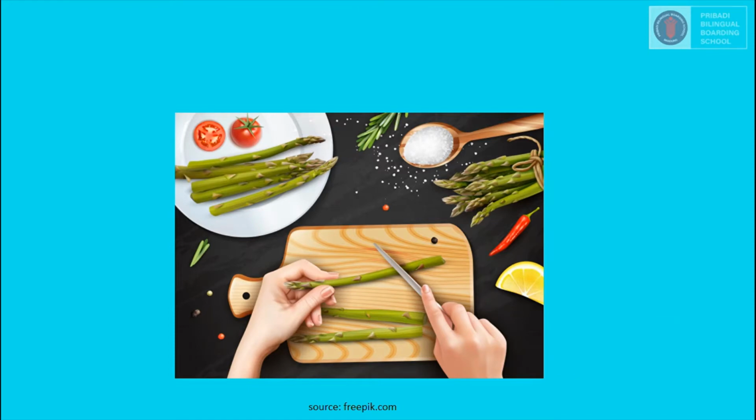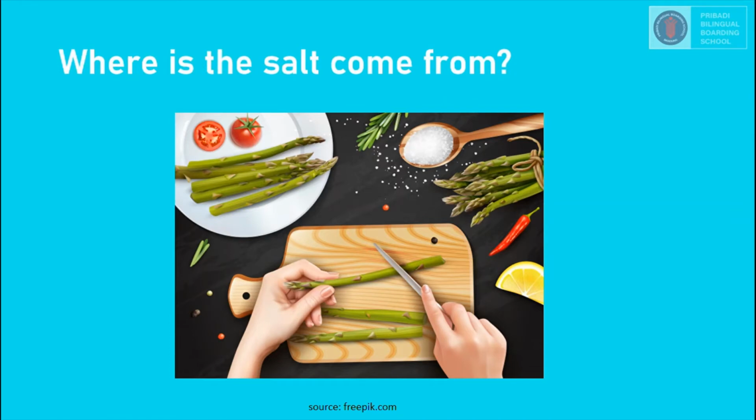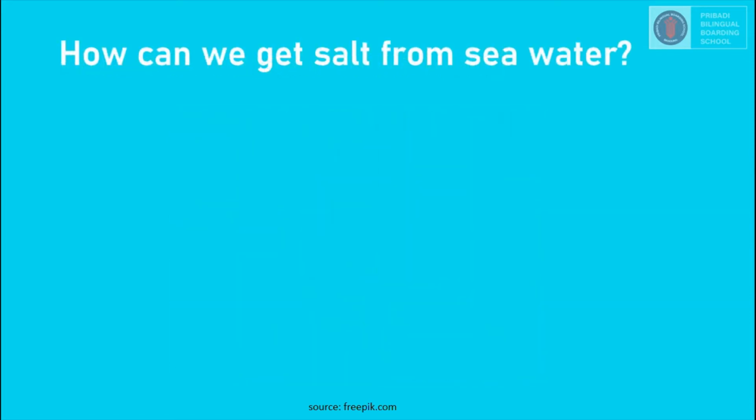So most of the salt we put on our food comes from where? Where does the salt come from? Do you still remember what we learned in our previous lesson? Yes, correct. Most of the salt comes from the seawater. And then how can we get the salt from the seawater?